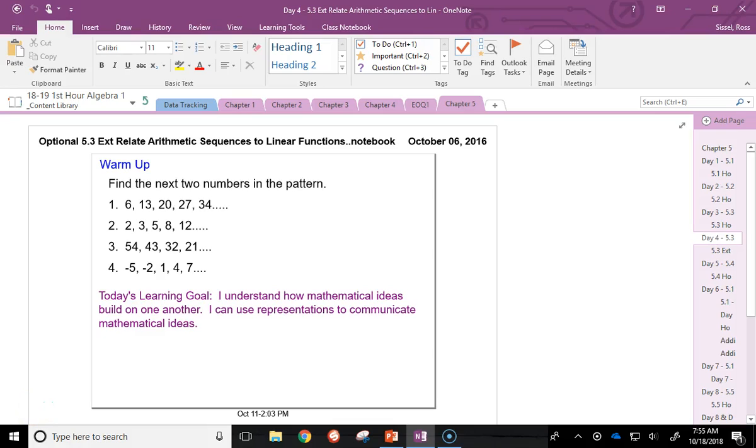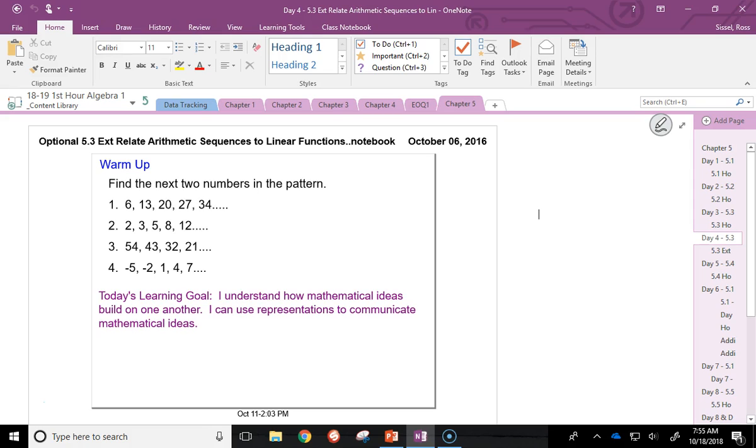We're starting with today's 5.3. This is an extended one. It relates arithmetic sequences to linear functions. I did add something on mine that you won't see on your individual one, but if you go to my content library, to my example, you can copy this little anchor chart I put on mine. First thing is, we're just looking at a normal sequence of numbers, and we have to find out what the pattern is.